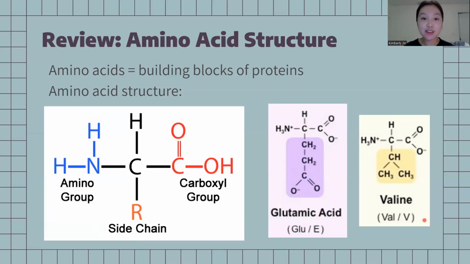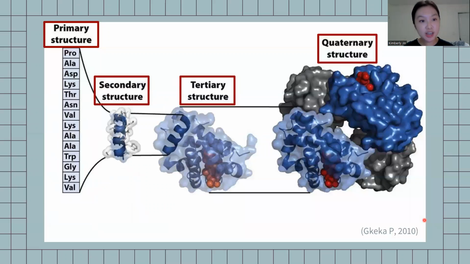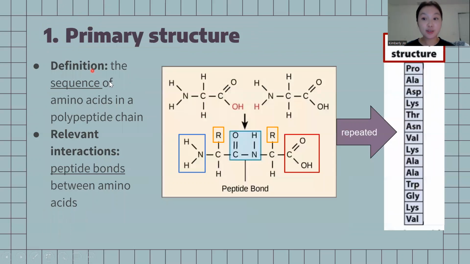Okay, so now we have everything we need for the four levels of protein structure. So here's a depiction of them. We have four levels, and we're going to start right here at the most basic level, primary structure. Okay, so this is a busy slide. Let's start up here on the left together. So let's define primary structure. Primary structure can be defined as the sequence of amino acids in a polypeptide chain. So if you imagine you had a bracelet, that would be like the order of the beads on that bracelet.